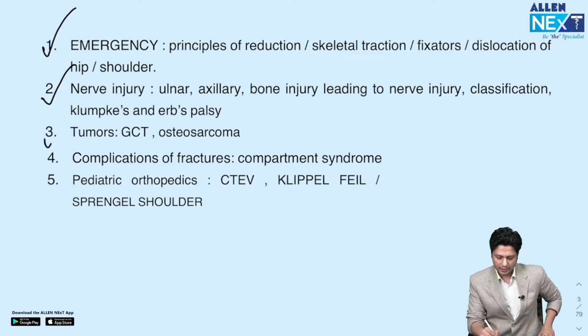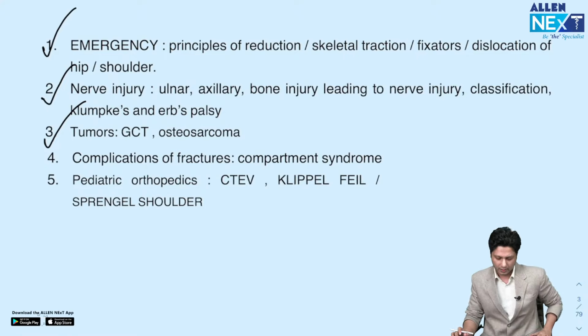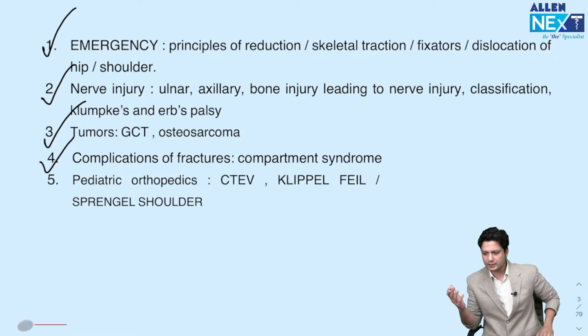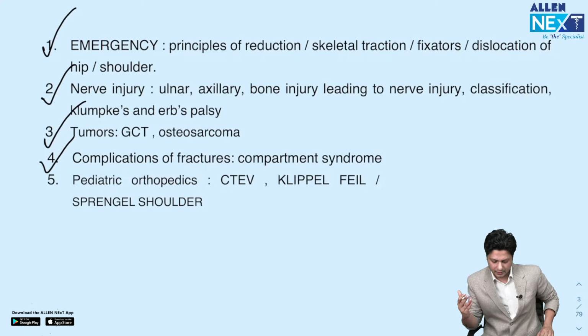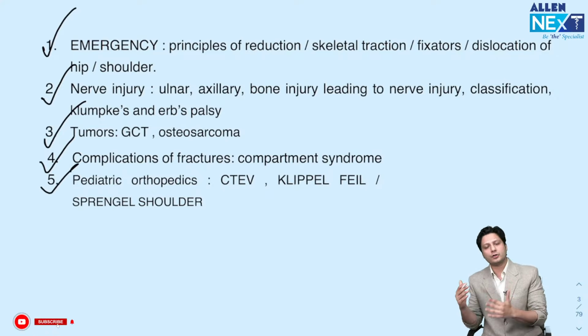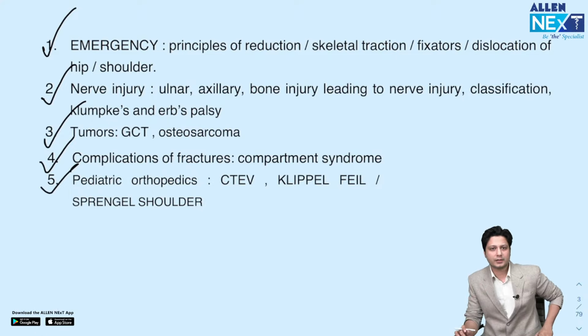Or a question. Then the tumor: at least one question out of tumor every time, and not all the tumors. For INI-CET in particular, they are asking the questions out of GCT and osteosarcoma. Then the complications of fractures. One of the most dreadful complications of fracture is compartment syndrome, and they are asking this question continuously. Then from pediatric orthopedics, recently they have started asking questions on congenital talipes equinovarus. Since 2017, they have asked questions related to Sprengel shoulders, all right?